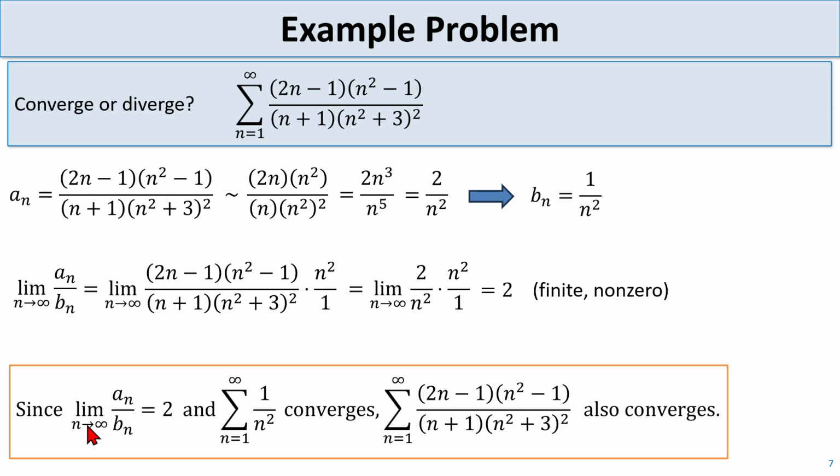Since we have found that the limit is this finite non-zero number, happens to be 2, and we were comparing with a series that converges, the p series where p is equal to 2 converges because p is greater than 1, then the series that we were investigating also converges.